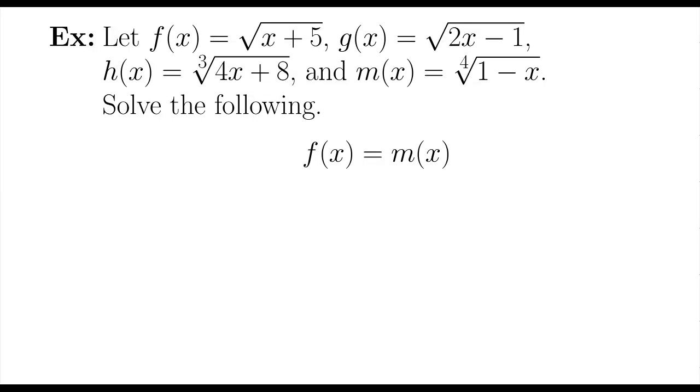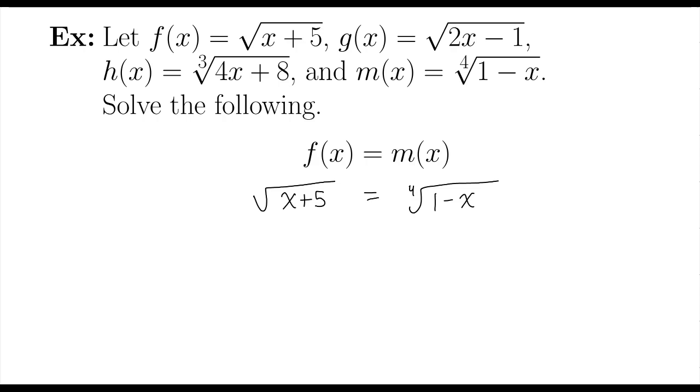Okay, let's solve the equation that results from setting f of x equal to m of x. All right, this one will be the most complicated one that we have because the roots don't match up. We have a square root on the left and a fourth root on the right. But luckily they're both even, so working this out is not that difficult, although it is going to be a little bit of a challenge.